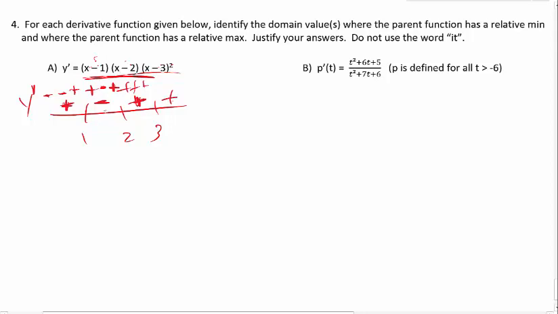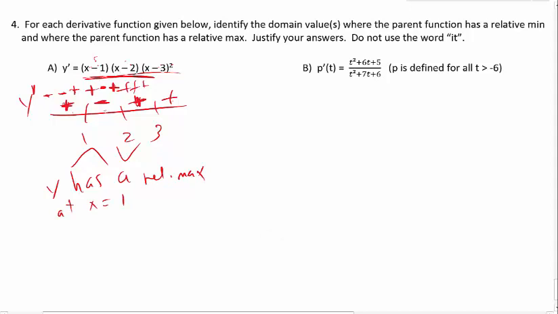So, y prime changes from positive to negative when x is 1, meaning y changes from increasing to decreasing. When x is 2, y will change from decreasing to increasing. So y has a relative max at x equals 1.